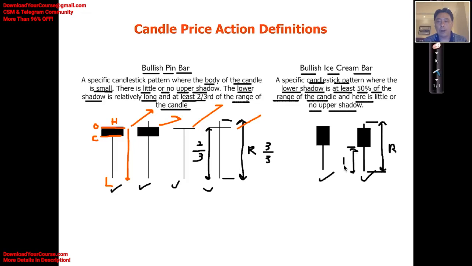So to qualify, again, this lower shadow over here has to be at least 50% of the range. In other words, half the candle must be the lower shadow. So same thing over here. And again, notice there's no upper shadow or a very small upper shadow. So this qualifies as a bullish ice cream bar. So again, please understand the definitions before we go on.